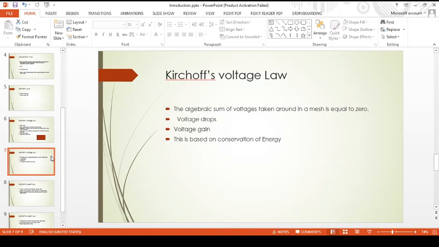So if it is applicable for a mesh, it is definitely applicable for a loop also, because a mesh is a closed path, a fundamental closed path. If it can be applied there, it can be applied in any loop also, right? So the algebraic sum of voltages taken around a closed path is equal to 0.